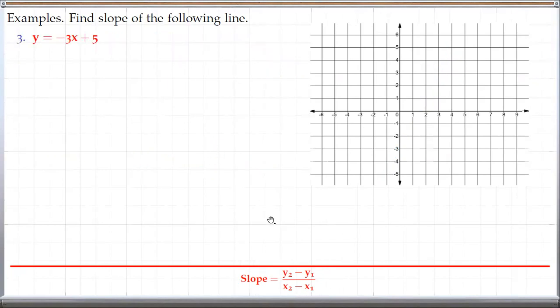Next, we have this example. This time we are given an equation and we want to find the slope. So when an equation is given, there is a nicer way to find slope by looking at the format of the equation, but we will do that in our next video. So here we will still use this formula. Slope equals y2 minus y1 over x2 minus x1. For that, we need any 2 points on the line. So that's easy to find. Let's figure out any 2 points on the line.